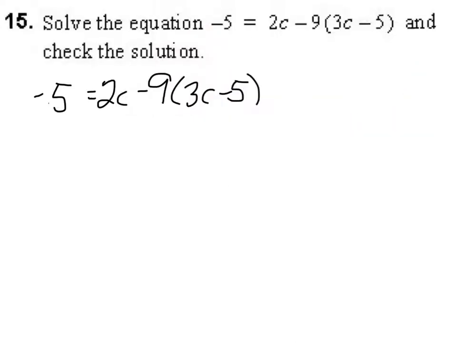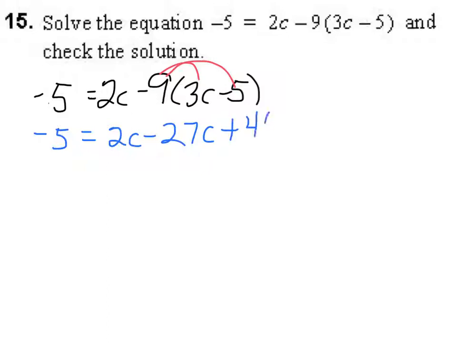Okay, we're solving, and yes, of course, we've always been checking our solution. Thanks for asking. So the first thing we need to do is distribute the negative 9. So I'm going to copy down my negative 5 equals 2c. Negative 9 times positive 3 is negative 27c. Negative times negative is positive 45. Then we can combine our like terms. 2 minus 27 is negative 25.